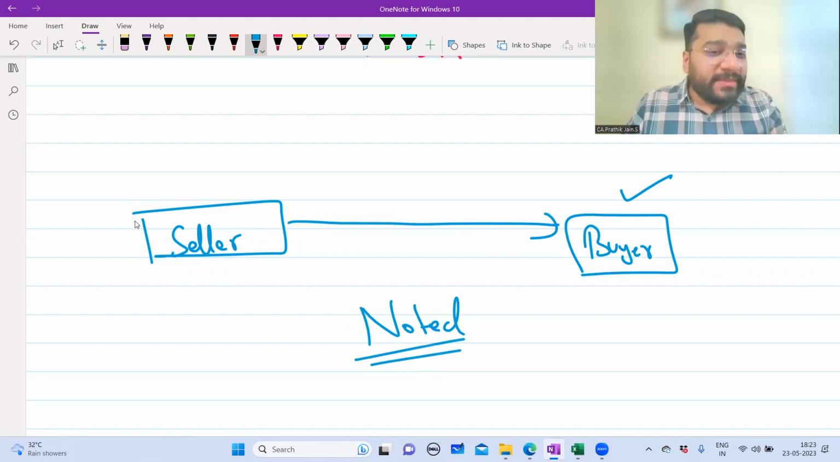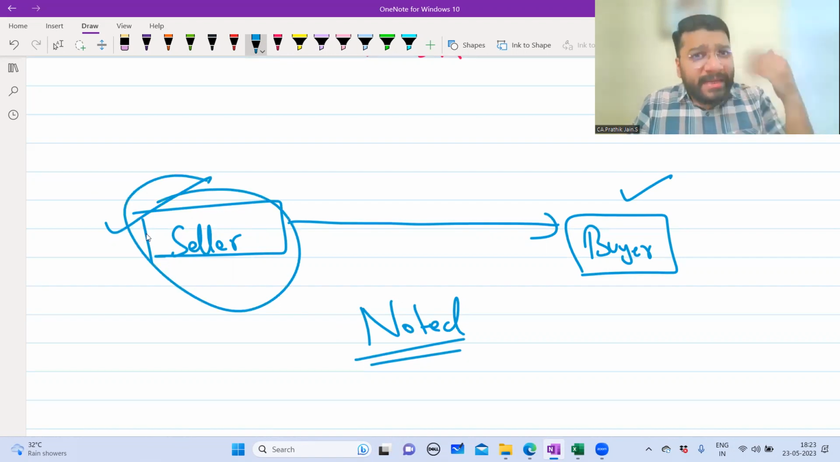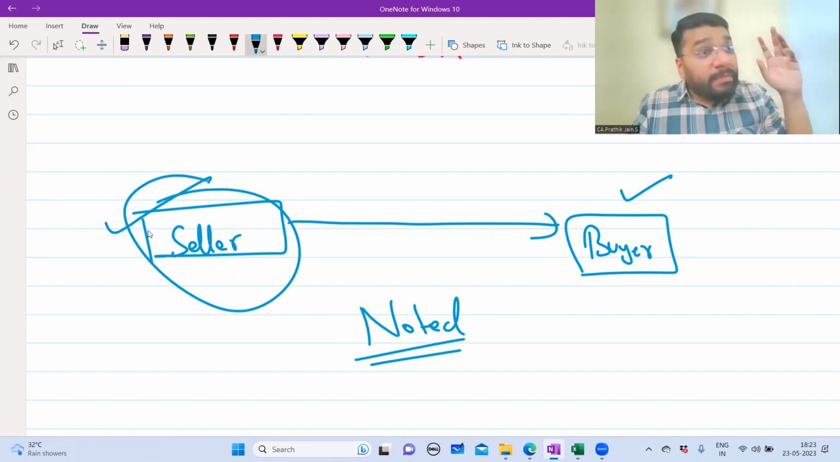Now tell me, if the seller writes that the buyer is not paying the payment because of so and so reason, will anybody accept it? Because if the seller is writing it, he can write whatever he wants to write. He will purposely create some points and he might write in the document. So the seller cannot be believed.